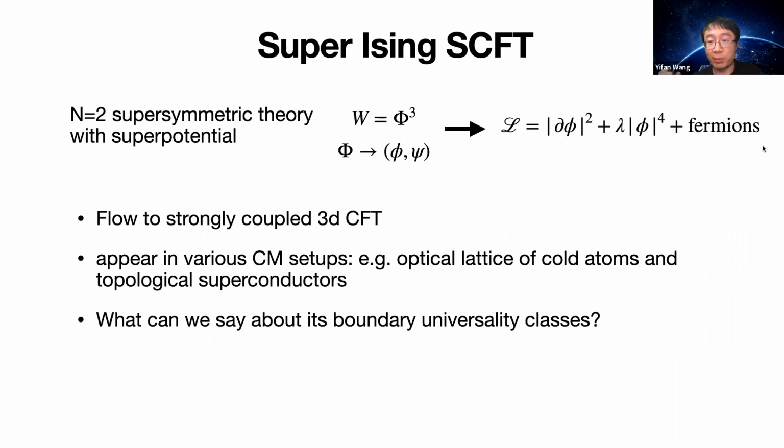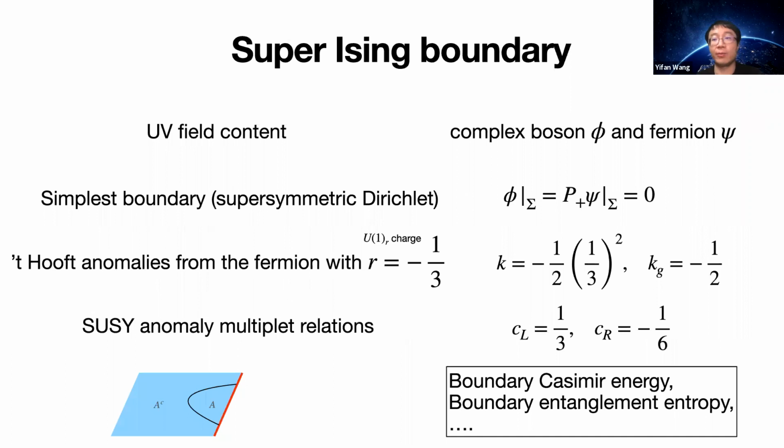And this theory also appears, surprisingly or not surprisingly, in various condensed matter setups. For example, it can be engineered in a certain optical lattice of cold atoms. It also appears at the boundary of certain topological superconductors. Okay? So the question we want to address here is, what can we say about its boundary universality classes, in particular the defect conformal anomalies? Well, it's easy to use our method.